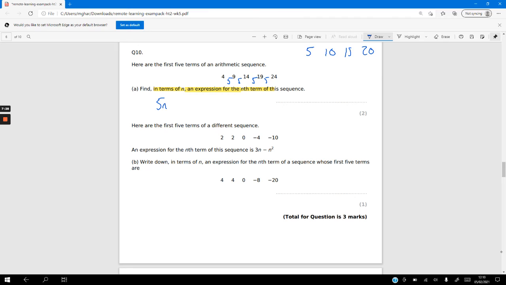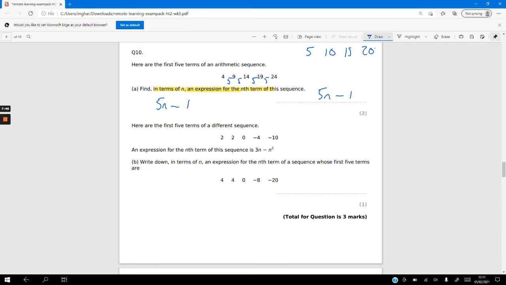Now, if I've got the 5 times table, which is this, and I want it to be 4, 9, 14, 19, 24, I need to subtract 1 from every single one of these numbers to get to these numbers. So my final one will be 5n minus 1. Okay? Now, this last question is a bit of a challenge.